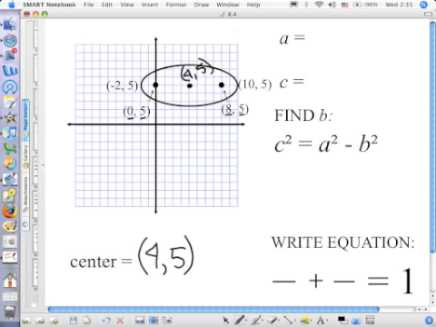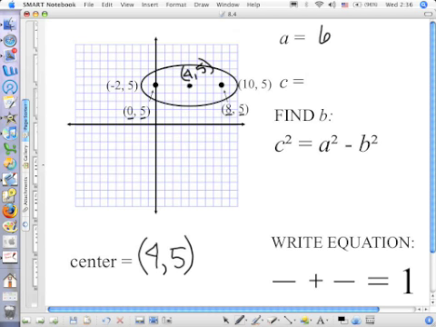10. The value of A is a distance. 5 units? The distance from the center to here. So I'm at 4. I go all the way to 10. That's 5 units? 6 units. Oh, yeah. From 4 to 10 is 6 units. What is C? C is the distance from the center to the foci. I'm at 4. I go to 8. How far is that? 4 units.